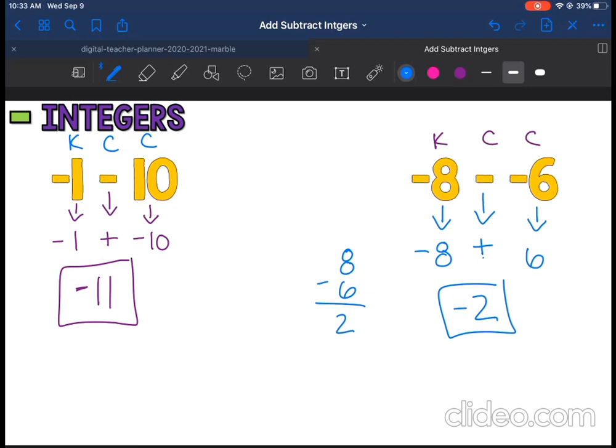Because since I changed the subtraction sign, I have to change that -6 to the opposite of it. Because the opposite of subtraction is addition, right? So since I did the opposite of that, I have to be opposite of the number right behind it. All right, we got this written down.